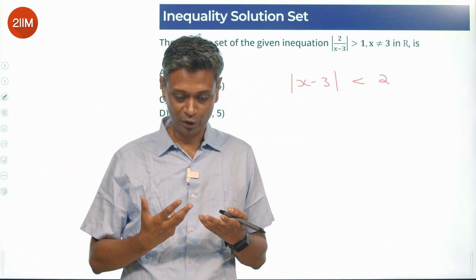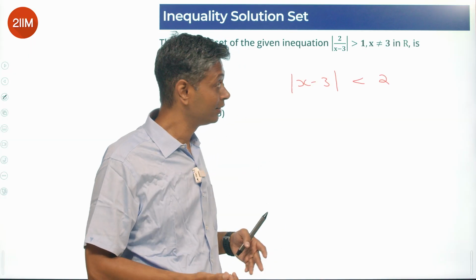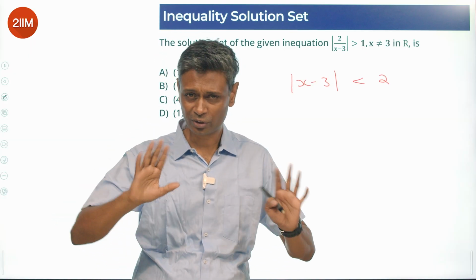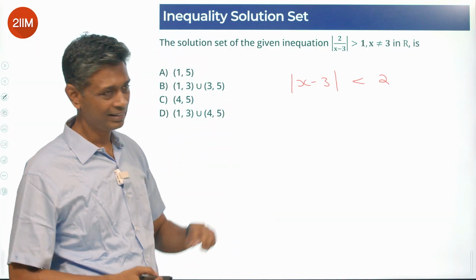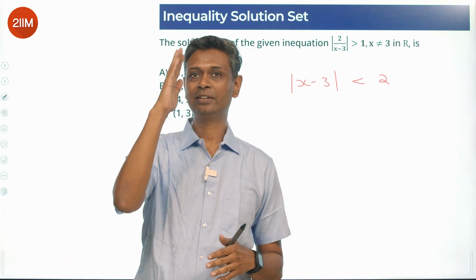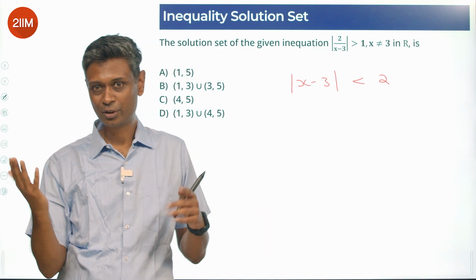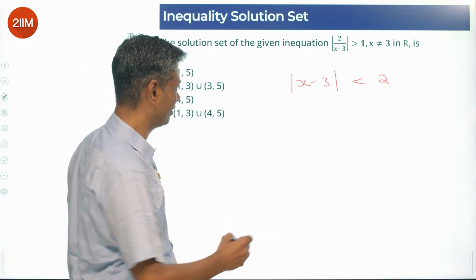Both are positive. The denominator is less than the numerator, so the fraction will be greater than 1. Both are positive, that much we know. So modulus of x minus 3 is less than 2. Modulus of x minus 3 is just mod of x minus 3, should be less than 2, so x should lie between 1 and 5.